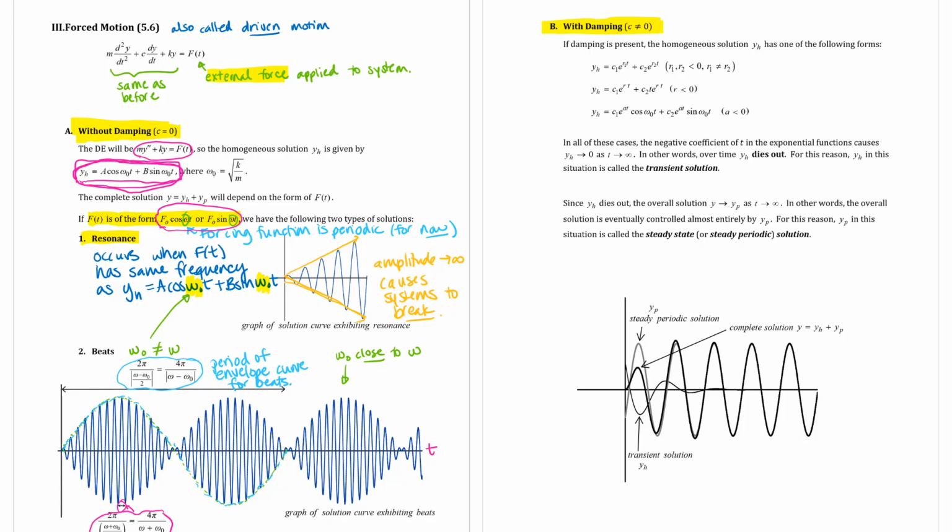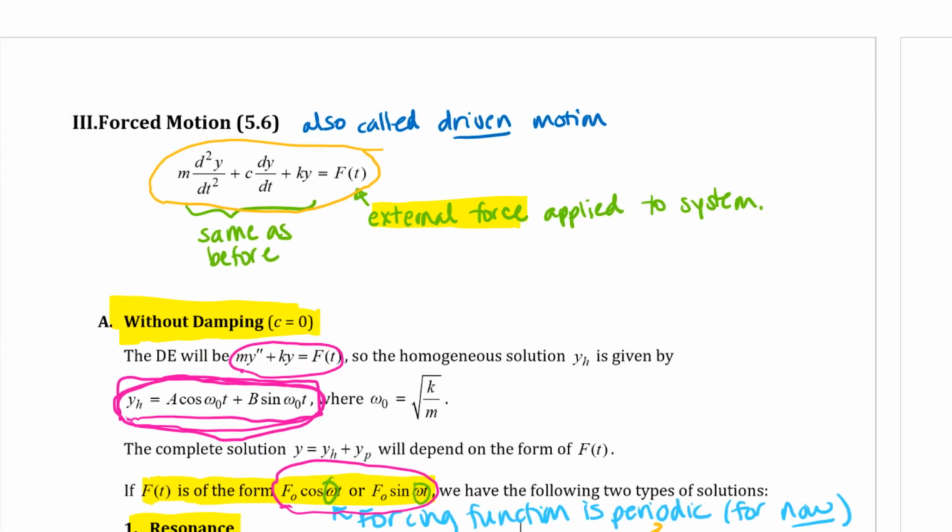In this video, we're going to talk some more about forced motion. So we looked at that in the last video. We talked about the basic differential equation for forced motion. So I'm going to zoom back in on that.